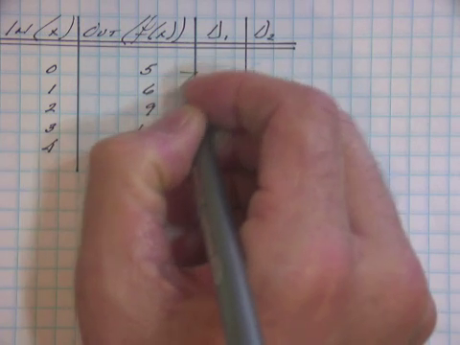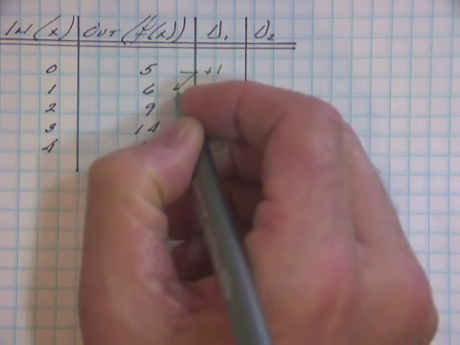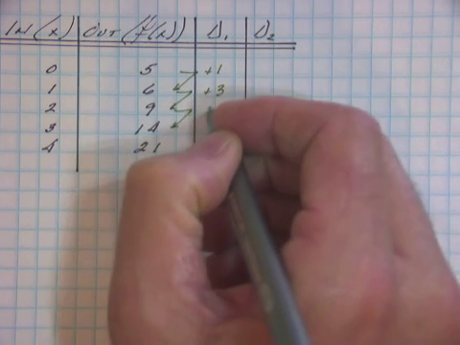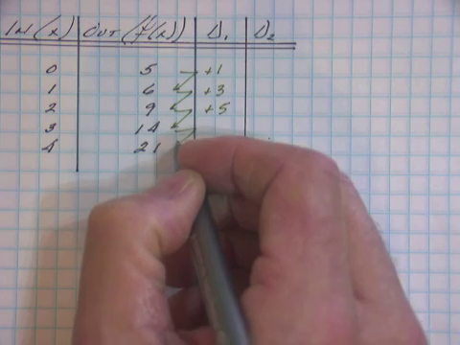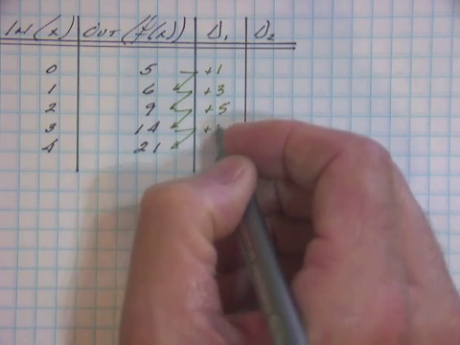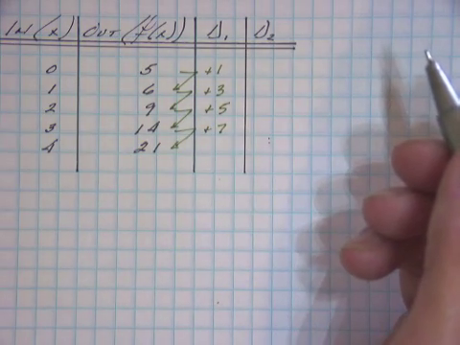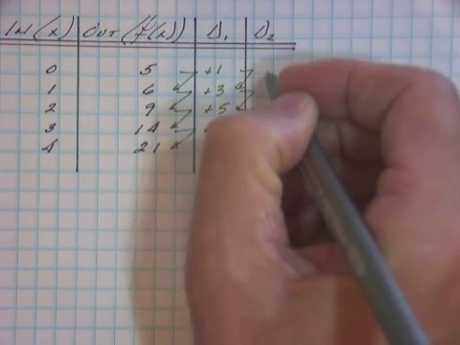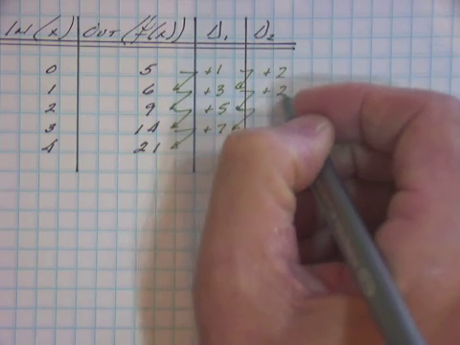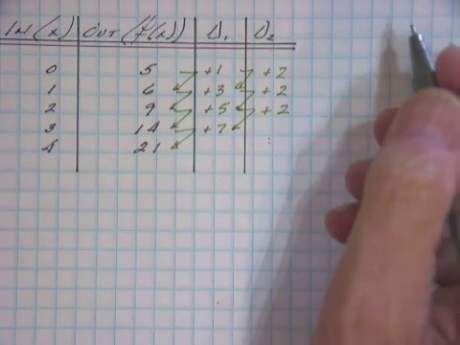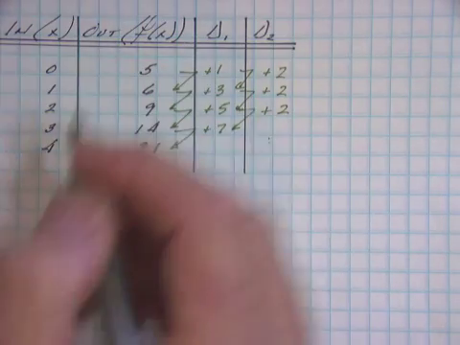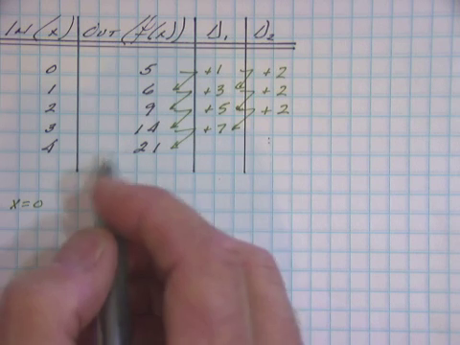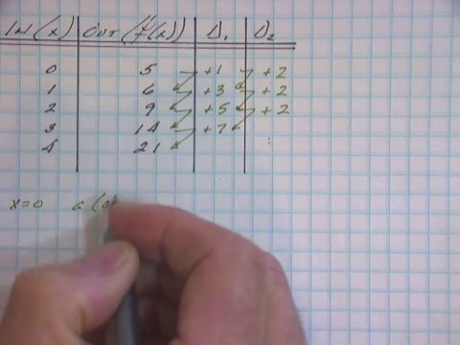So here we have the function table. And it goes 5, 6, 9, 14, 21. So to go from 5 to 6 is plus 1. From 6 to 9 is plus 3. From 9 to 14 is plus 5. And from 14 to 21 is plus 7. So nothing consistent, but if we look at the second column, we notice we're adding 2 every time. So I know it's quadratic, right?